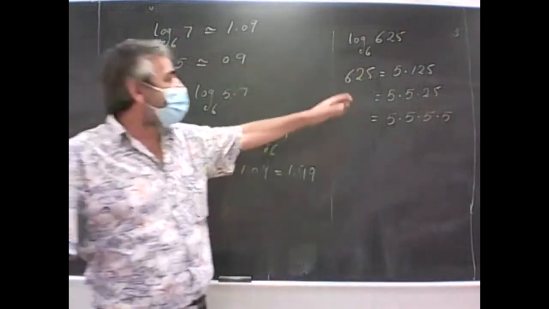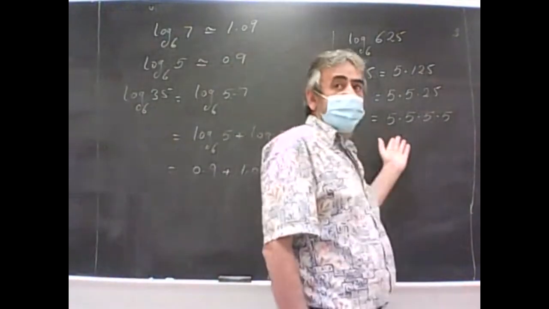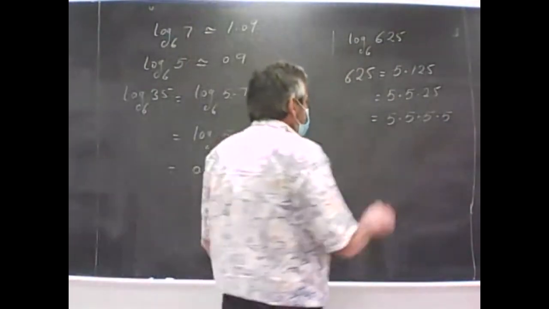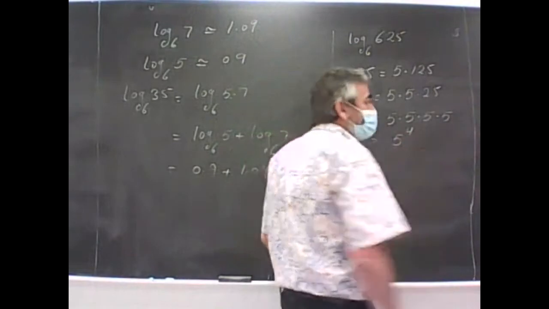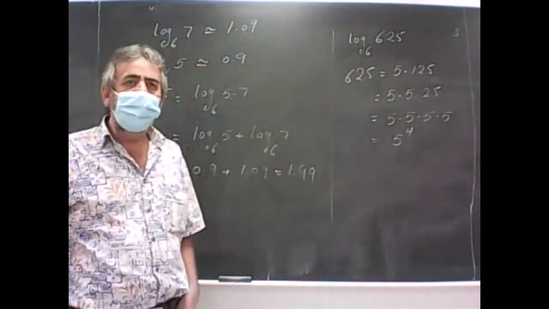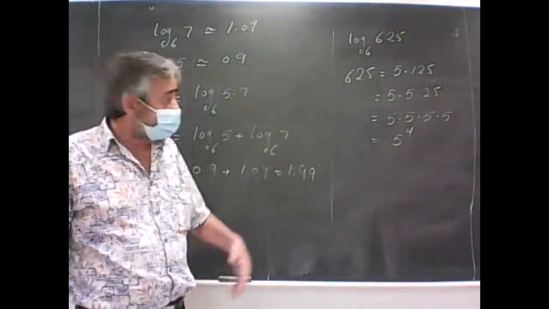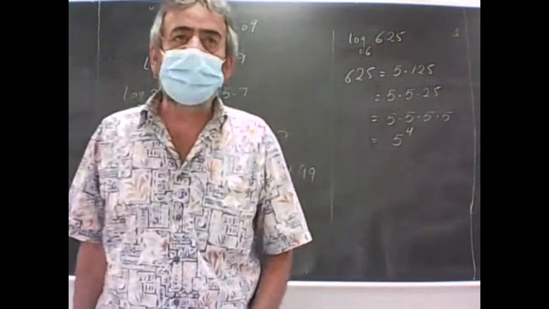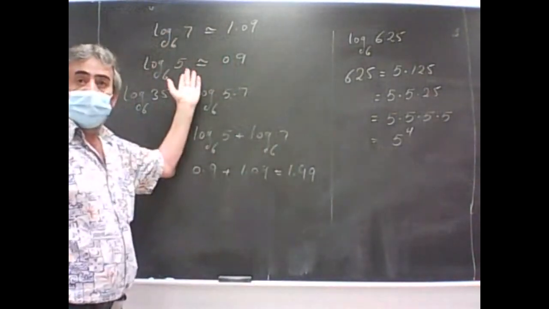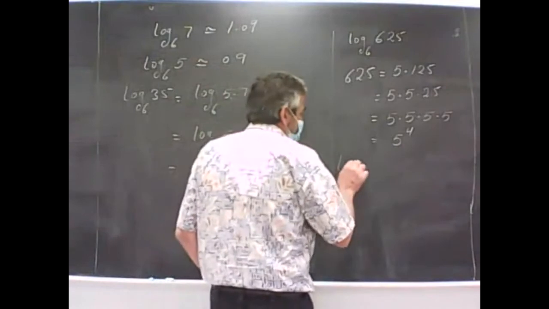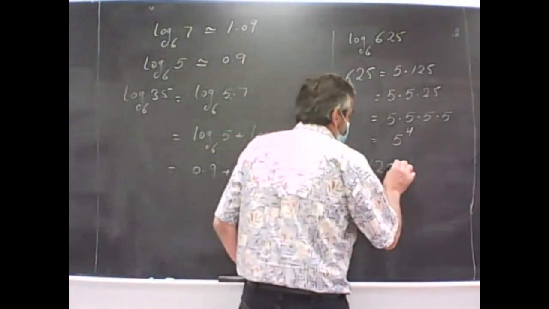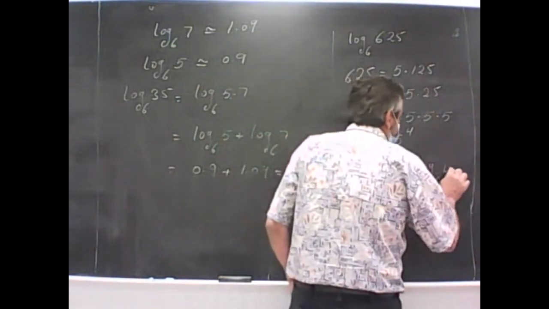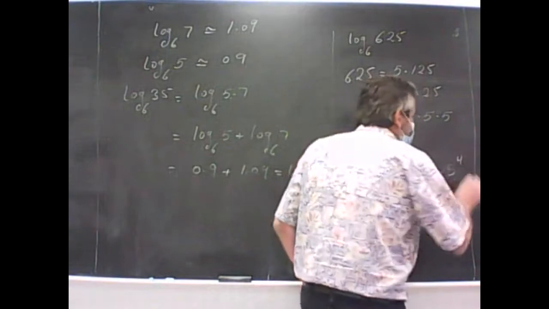So now I was able to rewrite 625, all of it, in terms of 5, 5, 5, 5, right? I can also say this is 5 to the power 4. Well now, because it is 5 to the power 4, I can go ahead and evaluate this using the given. So I can say log 625 is the same thing as log base 6 of 5 to the power 4.